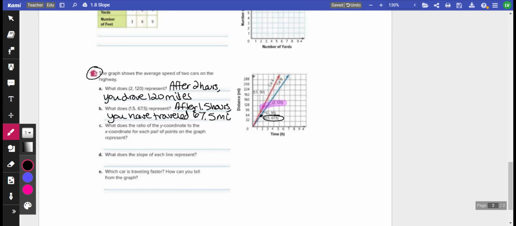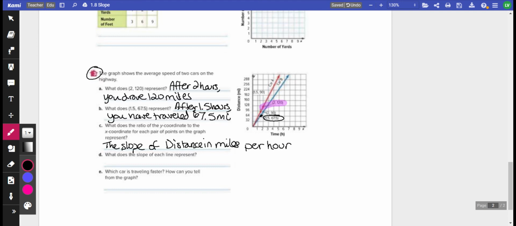Letter C, what does the ratio of the y-coordinate to the x-coordinate for each pair of points on the graph represent? The slope of time in hours to... I misspoke. This represents the slope of distance in miles per hour.